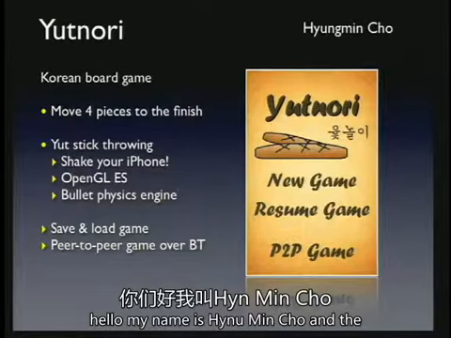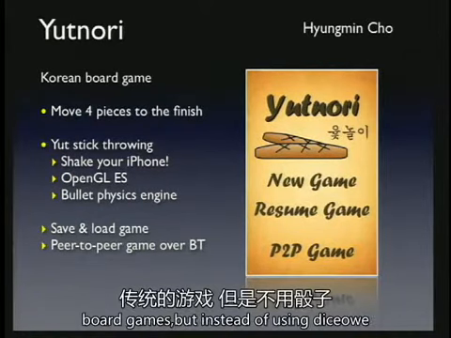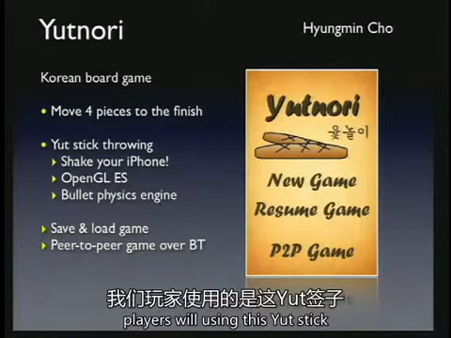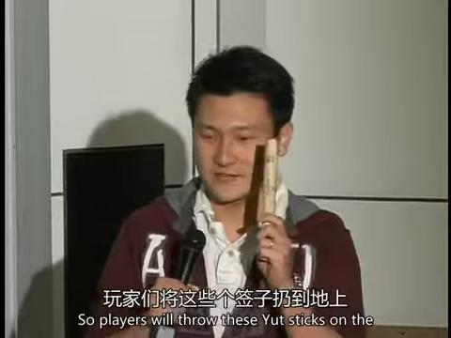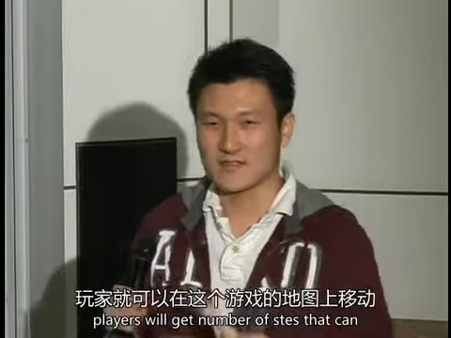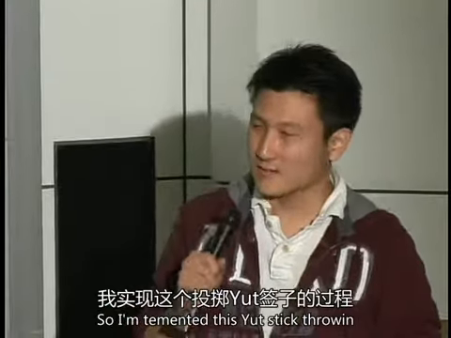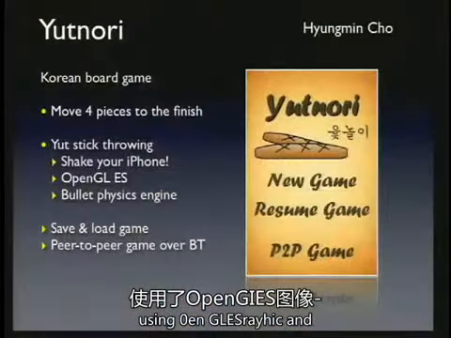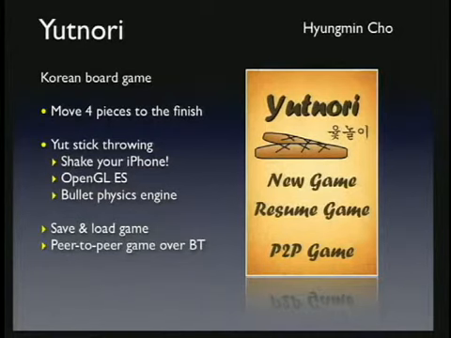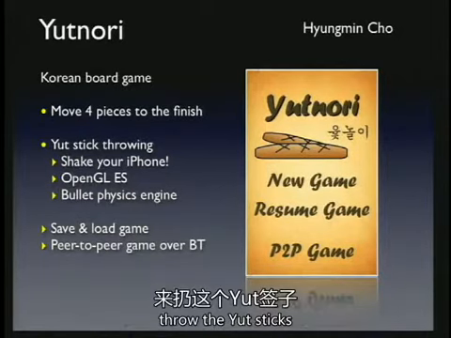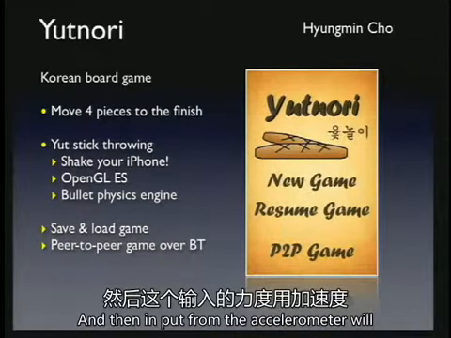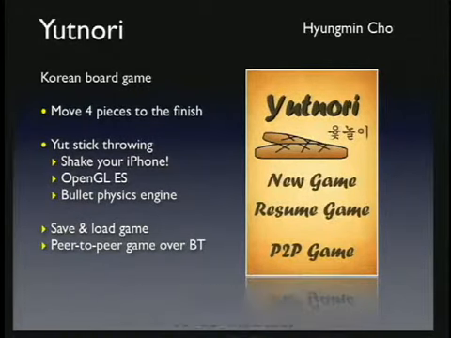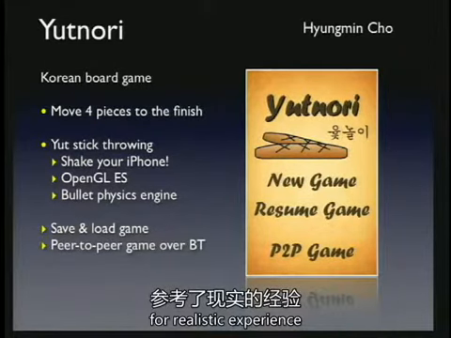Hello, my name is Hyungmin Cho, and the Yunori is actually a Korean traditional board game. But instead of using dice, players will use these U-sticks. So players will throw these U-sticks on the ground, and according to the number of U-sticks that are facing up or down on the ground, players will get a number of steps that they can move their pieces on the game board. So I implemented this U-stick throwing using OpenGL ES graphics and the Box2D physics engine. And the user will shake their device to throw the U-sticks. And the input from the accelerometer will determine the direction and strength of this U-stick throwing for a realistic experience.